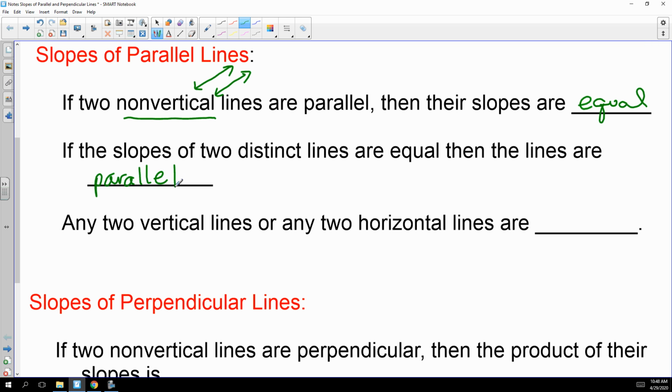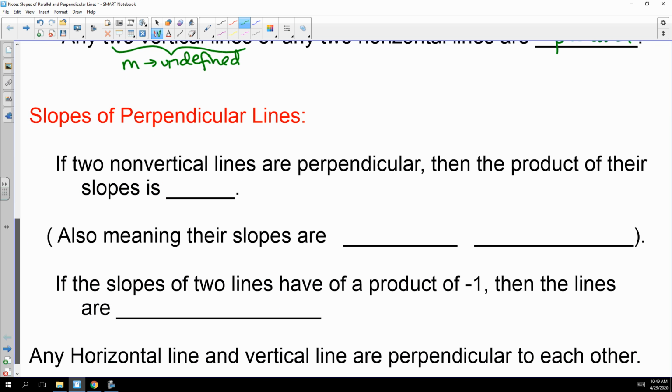And any two vertical lines or any two horizontal lines are always parallel. The reason we have that statement separately is simply because, recall, the slope is undefined for vertical lines. We want to include that statement because we can't really calculate the slope of vertical lines. All right, so let's talk about slopes of perpendicular lines.